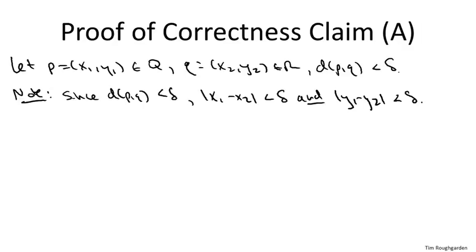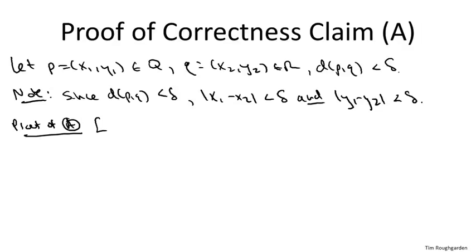Okay, and this is easy to see if you just return to the definition of Euclidean distance that we reviewed at the beginning of the discussion of closest point. Okay, so if your distance is at most delta, then in each coordinate you differ by at most delta as well. Now, what does A say?